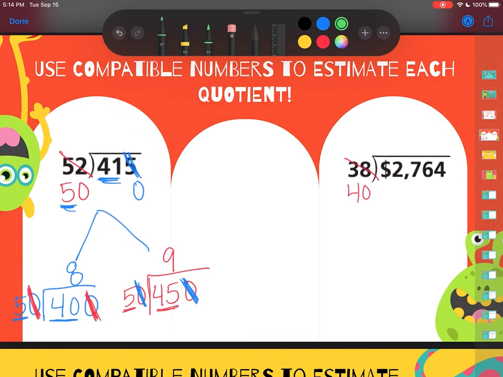Now, to pick my best estimate, I'm looking for the number that's closest to 41, because that's what I was using for my compatible numbers, right? Well, 40 is 1 away, 45 is 4 away, so 40 is going to be my best answer. So that means 400 divided by 50 is equal to 8 is going to be my best estimate, so 8 is going to be my best estimated answer.